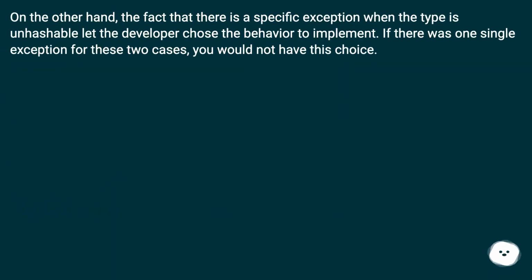On the other hand, the fact that there is a specific exception when the type is unhashable lets the developer choose the behavior to implement. If there was one single exception for these two cases, you would not have this choice.